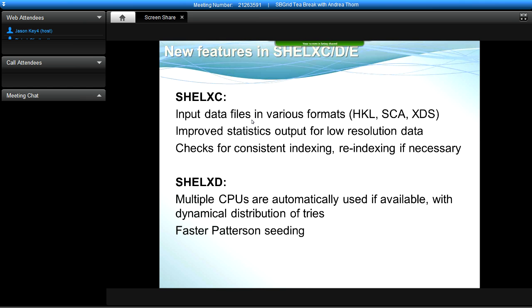SHELXD now uses multiple CPUs, which has been, with the beta test version, put to use in a number of synchrotron beamlines. It's really much quicker now. We routinely run several 10,000 of trials when we are searching for a substructure, and sometimes just waiting long enough and running enough trials is getting you there. Also, the Patterson seeding is faster and can now also be employed without hesitation in cubic space groups.